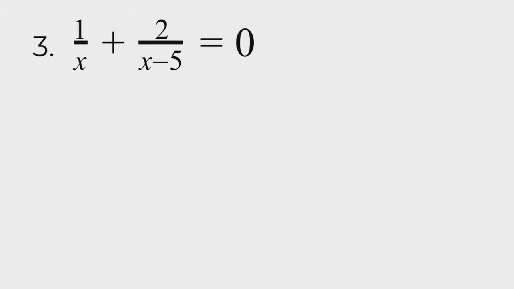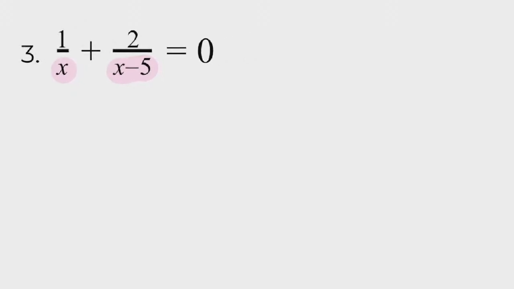In number 3, the denominators are x and x minus 5. So for the domain, that means x cannot equal 0 and x minus 5 cannot equal 0, so that means x can't equal 5. So these two here are the domain.